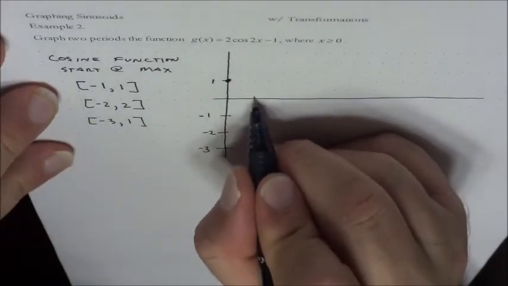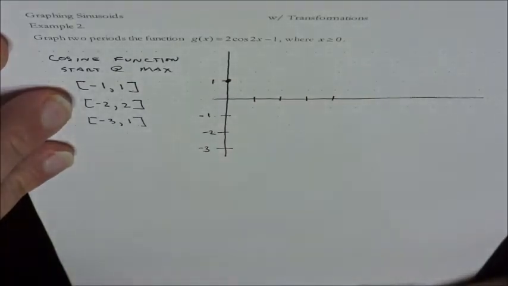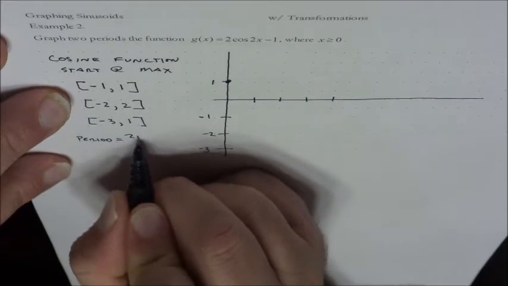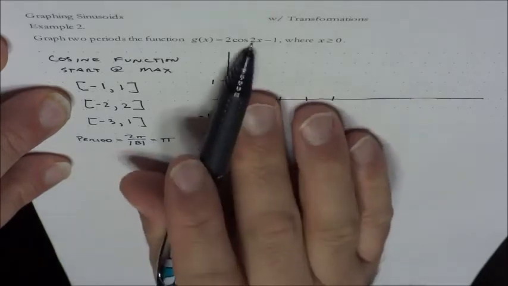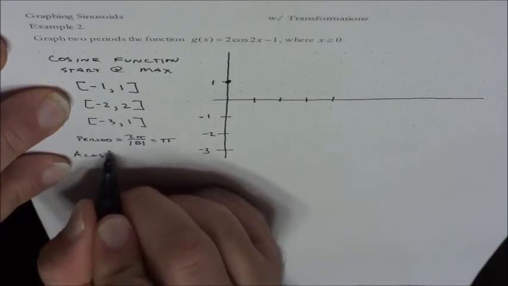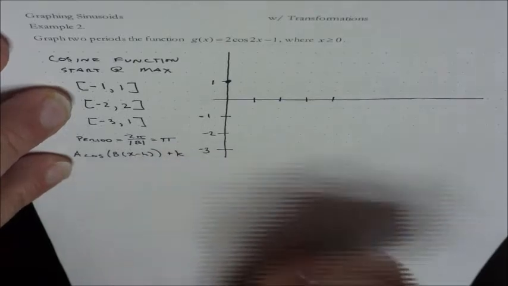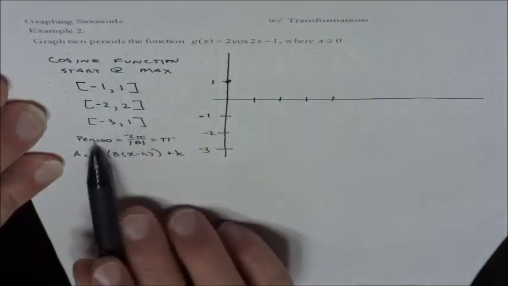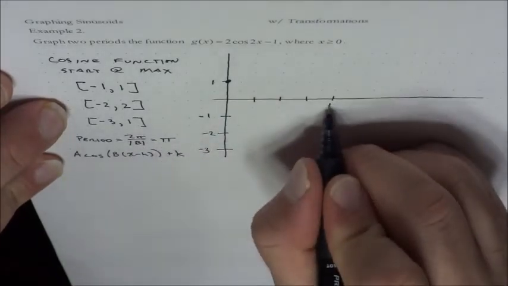And then we talked about how we can put our 4 tick marks. So here's 1, 2, 3, 4. And that's going to be one period, right? Where our period is equal to 2 pi over the magnitude of b. This is in that form of a cosine bx minus h plus k. So that coefficient of the x is a 2 here, so our period is 2 pi over 2, which is pi. So this value here is pi.